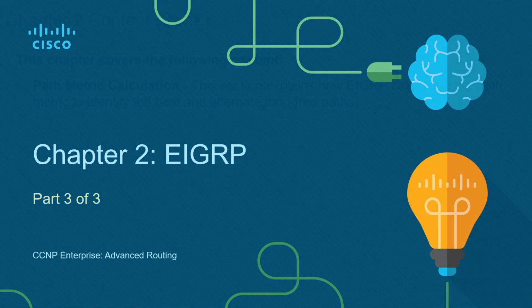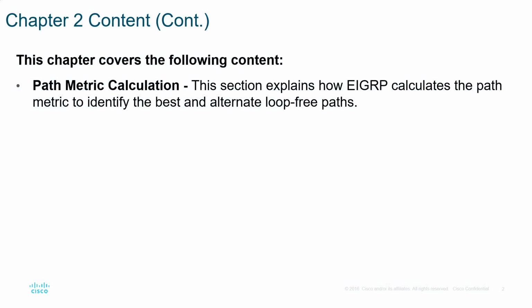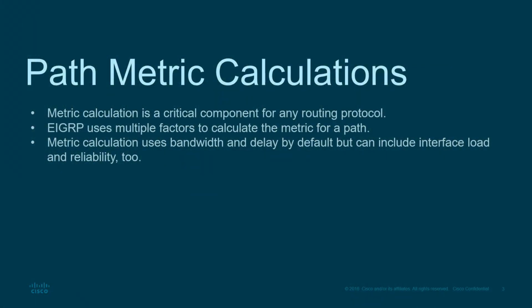EIGRP, and this one is metric calculations. So we'll be exploring how it goes about creating the values that you'll see in your routing table and the topology tables.